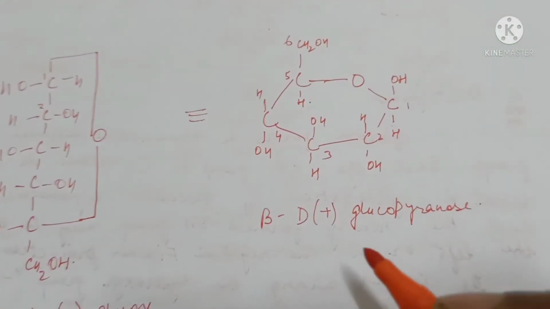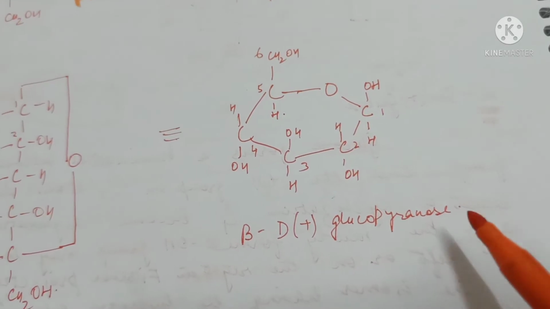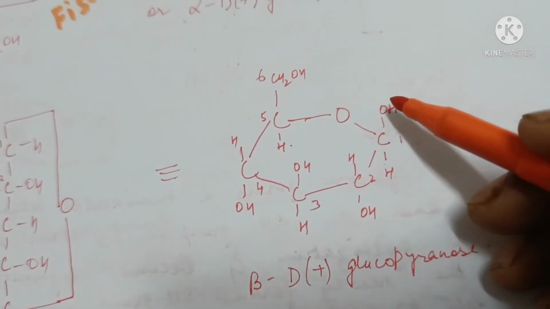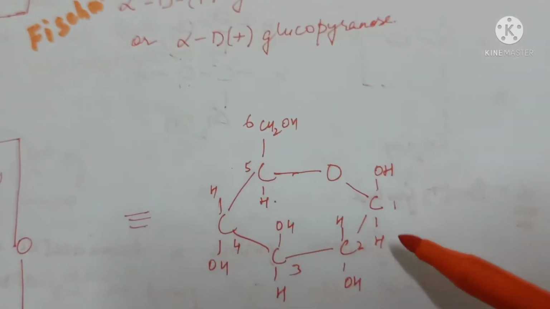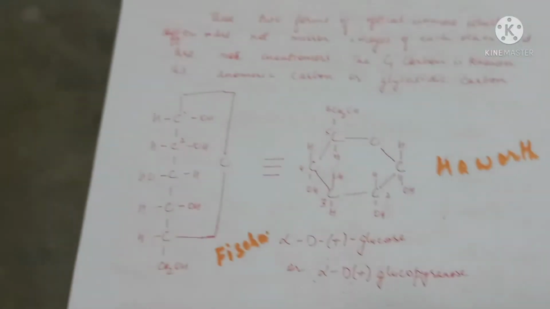Similarly, the Haworth structure for beta D glucose will have OH towards the left. So OH is placed on the top here and H is placed at the bottom. The rest of the structure is similar to this structure.